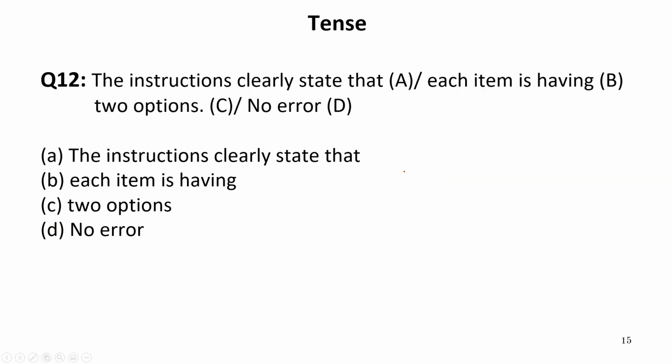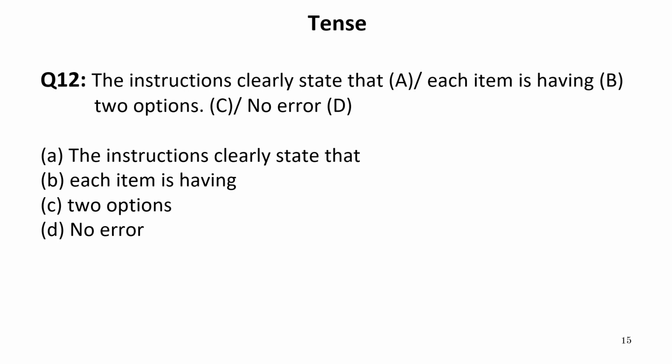Now let us move to the next one. The instructions clearly state that each item is having two options. Now, whenever we possess something, or whenever we belong to somewhere, whenever there are verbs of perception, words of possession, verbs of sensation, or several verbs which are static and dynamic, we cannot form those verbs in ing form.